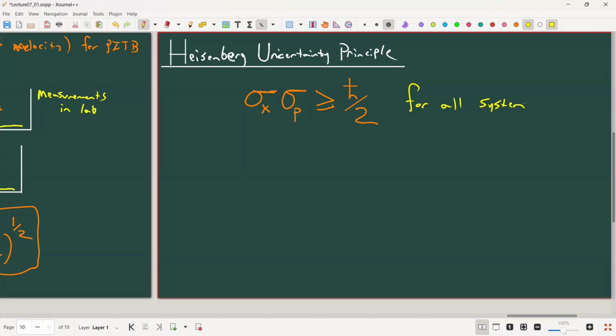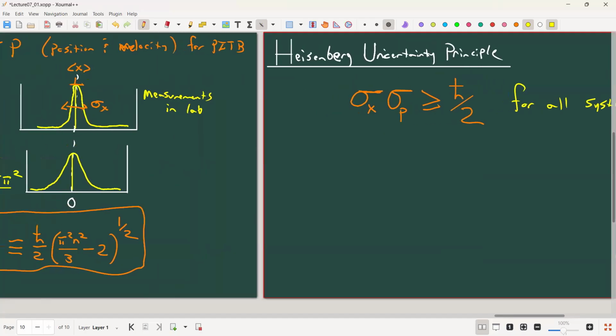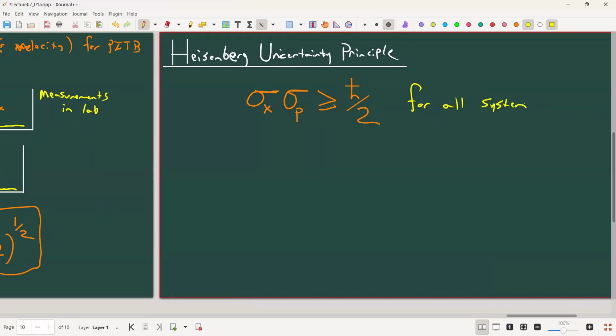We can go back and look at the particle in a box really quickly and compare. If we set n to be 1, here we have pi squared over 3 minus 2, square root. That's a number larger than 1. And so that means we have a number larger than 1 times h bar over 2. So for the particle in the box, it's actually worse than the Heisenberg uncertainty principle bound, because it's h bar over 2 times something. The error is not even perfect. We'll see a system later on that satisfies this equation exactly. So you can construct a system that has a minimal error, but you can never go any lower than this.